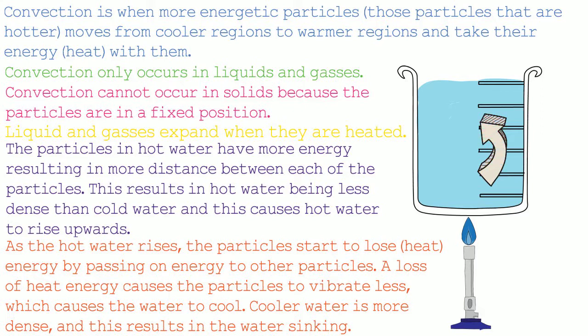As the water is less dense, it starts to rise upwards in the container. As the hot water rises up in the container, the particles start to lose energy because they pass some of their energy on to other particles. This results in the water cooling, and the cooler water becomes more dense and then starts to sink to the bottom of the container. So we have a circular motion whereby warm water rises, then cools, then cool water falls. Then it gets heated up again and then it rises, and so on and so on.